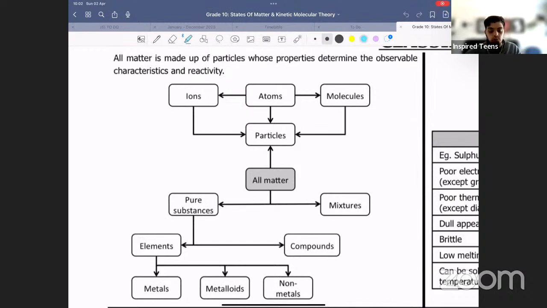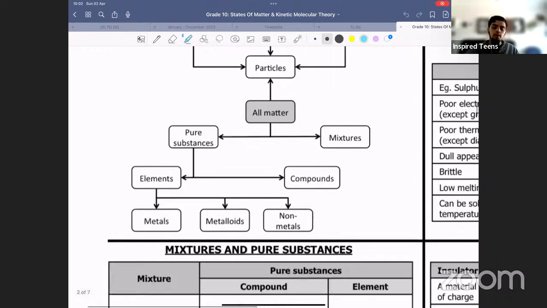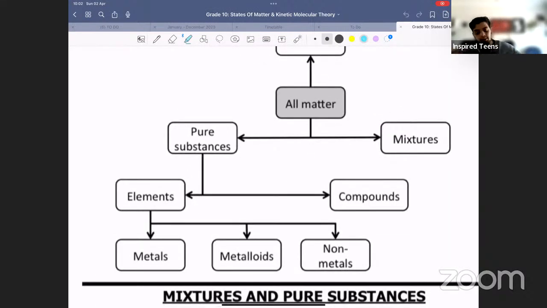Whether you have molecules, atoms, or a group of ions, we refer to those as particles. All matter, anything that exists, is made up of those particles, which stem from atoms, molecules, or ions. Then when we break down all types of matter in this world, we separate it into two different ones: pure substances, which we'll go through, as well as mixtures. Pure substances can be separated further into elements and compounds.